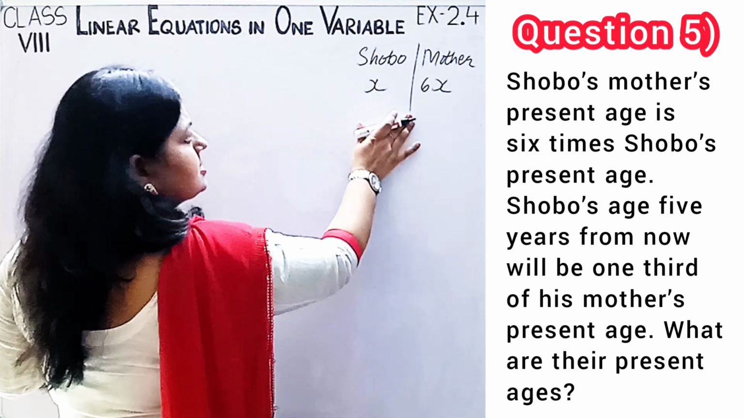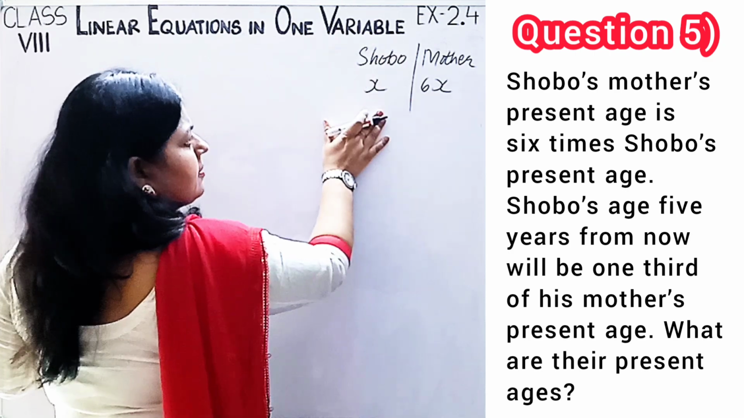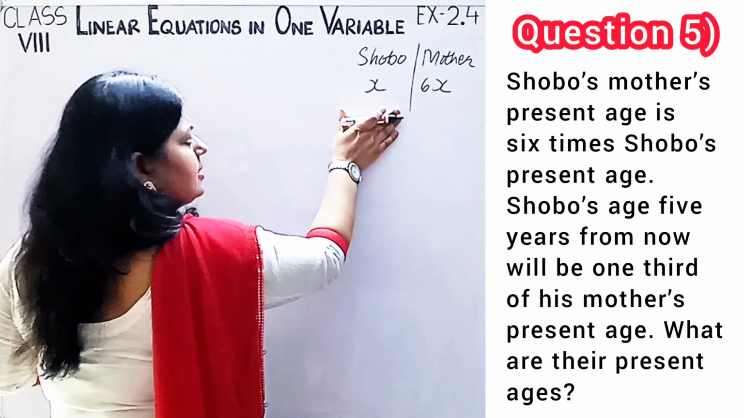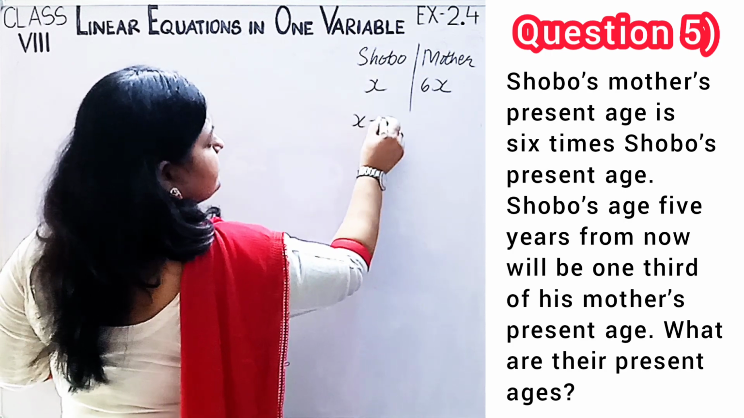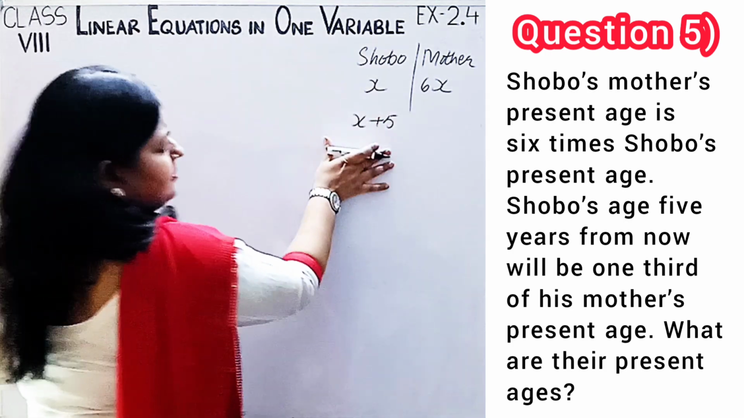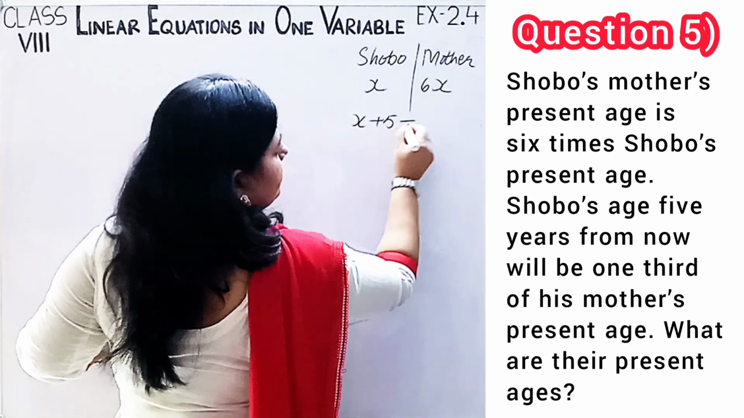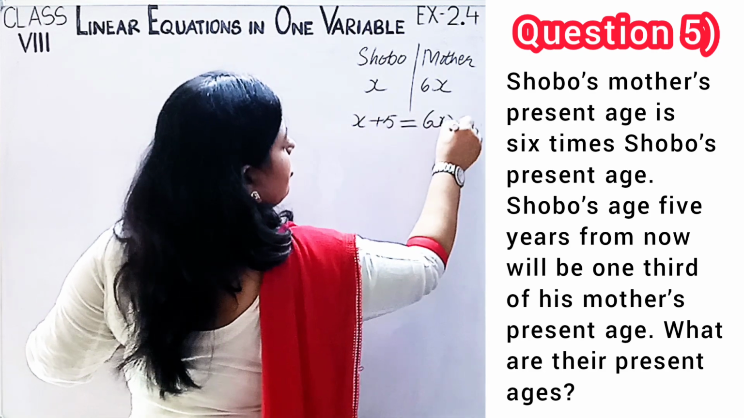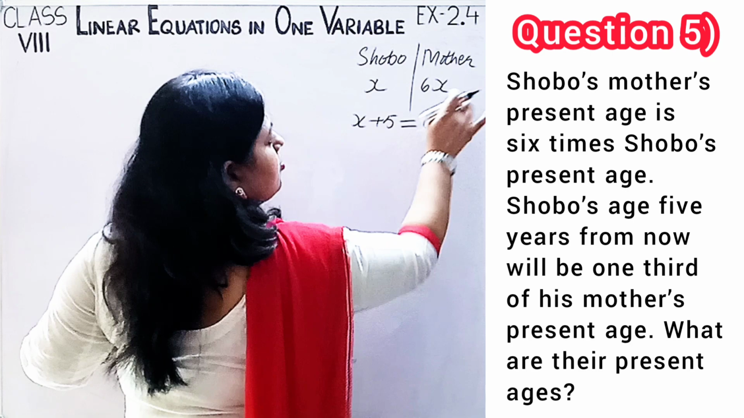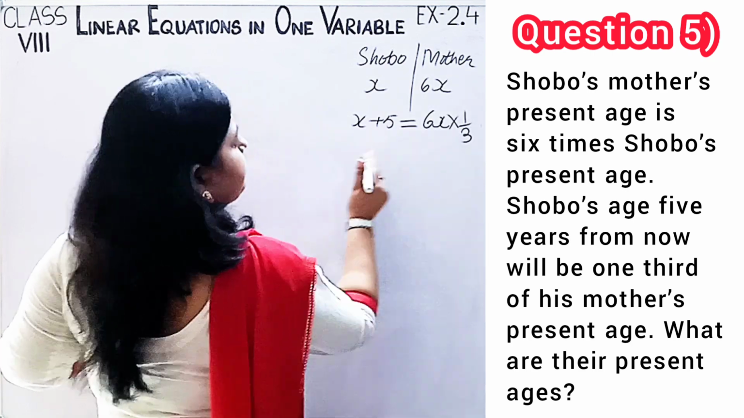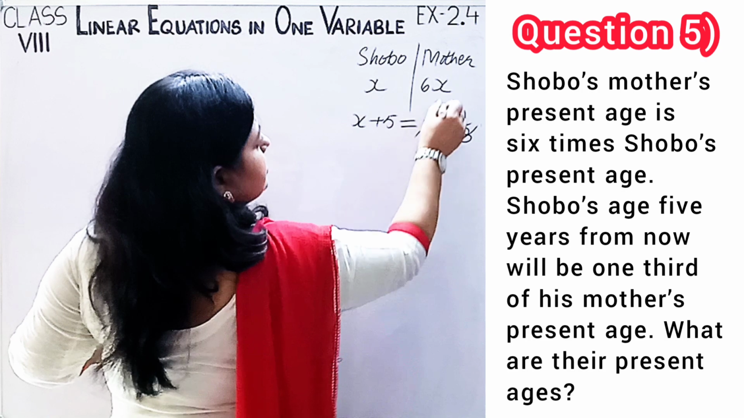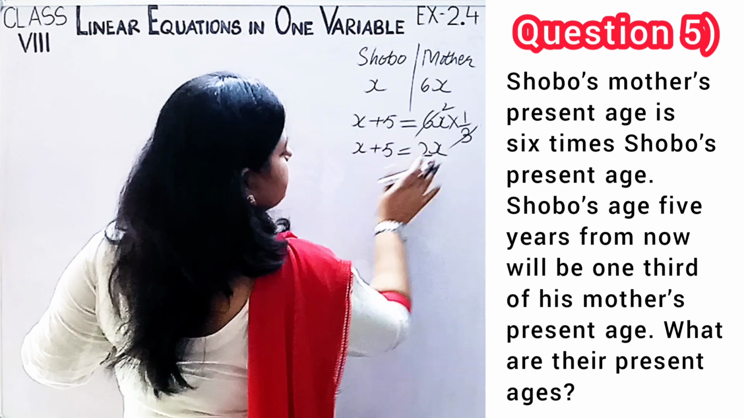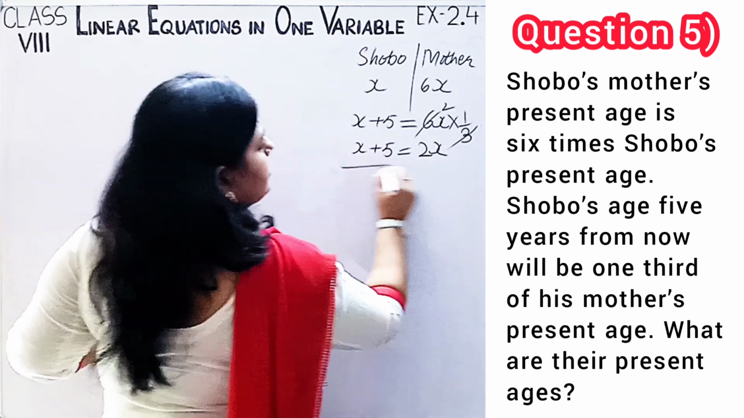Now, after 5 years, Shobo's age will be equal to 1/3 of Shobo's mother's age. After 5 years, only Shobo's age. We are not talking about mother's age. After 5 years, Shobo's age, it means we are adding 5 years to Shobo's age only: x plus 5. So after 5 years, his age will be equal to 1/3 of mother's age. It means 1/3 of 6x. So x plus 5 is equal to 2x. So this is our equation.